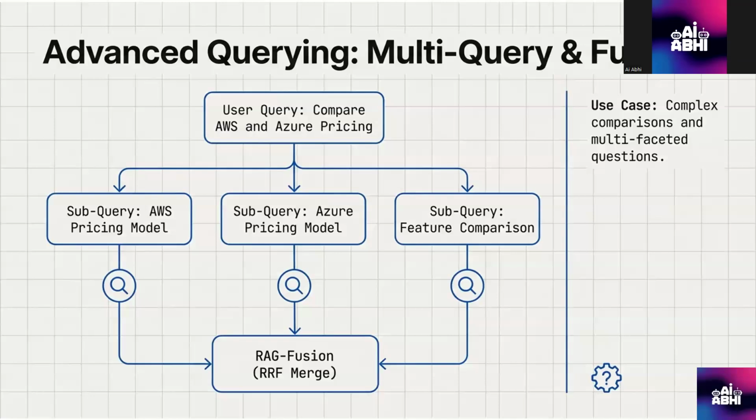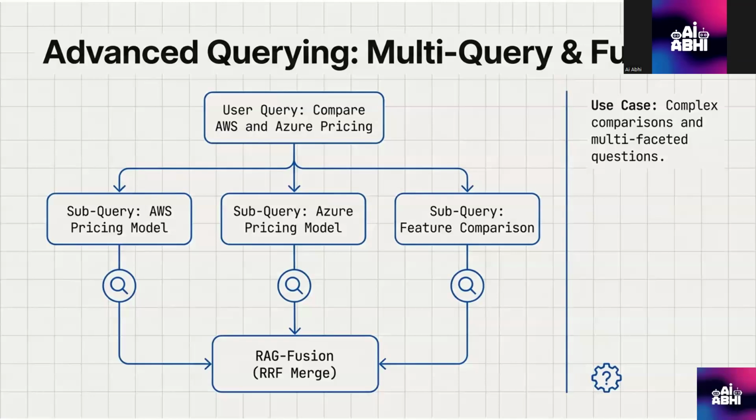Query rewriting is best for vague user questions. From the cost perspective, it is just one extra LLM call. HyDE is best used for short questions and domain-specific content. Here also the cost is one LLM call plus one embedding.